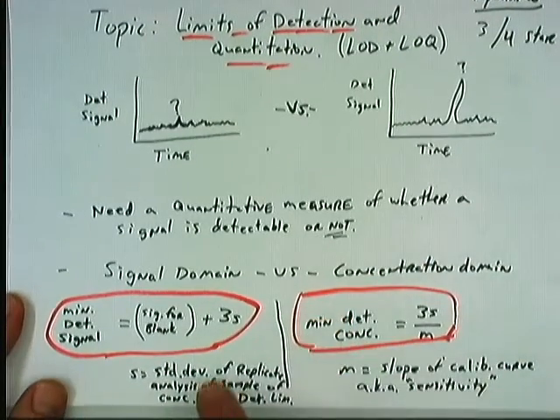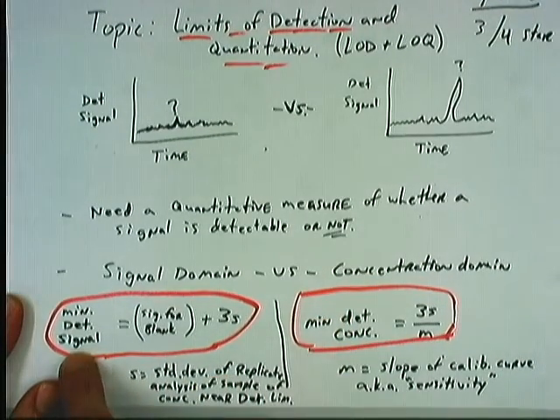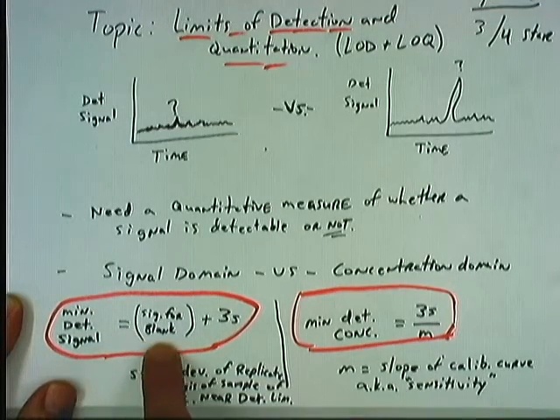If I want, I can define a minimal detectable electrical signal in the signal domain as being equal to the electrical signal for a reagent blank. This, of course, is essentially the matrix with no analyte. So it's a sample that contains no analyte, or zero concentration of analyte, or as close to zero as we can get.